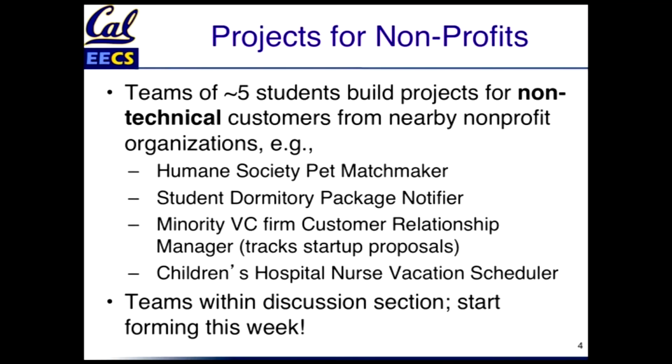You're going to be in teams probably of 6, a little bit bigger, dealing with non-technical customers. In the past, we've done the Humane Society, minority firms, the Children's Hospital nearby in Oakland, helping them with vacation planning. Teams are going to get started this week, so go to the discussion section. The first thing you need to do is find a team. Your team needs to be in your discussion section.